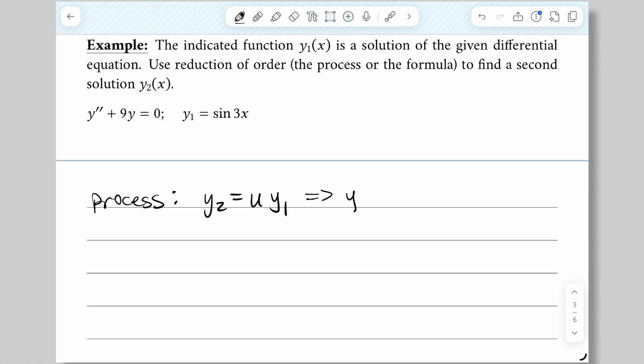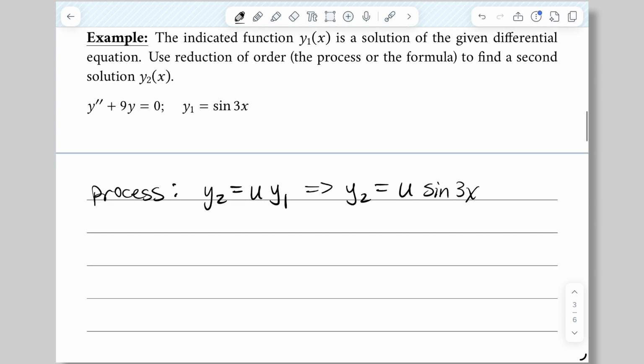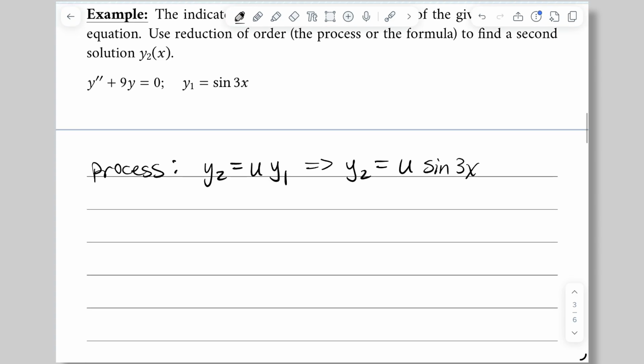In this case, y2 is equal to u times sin(3x). It's important to remember that u is a function of x. Therefore, when we find y2 prime, we're using the product rule. We're going to write u' sin(3x) + 3u cos(3x).